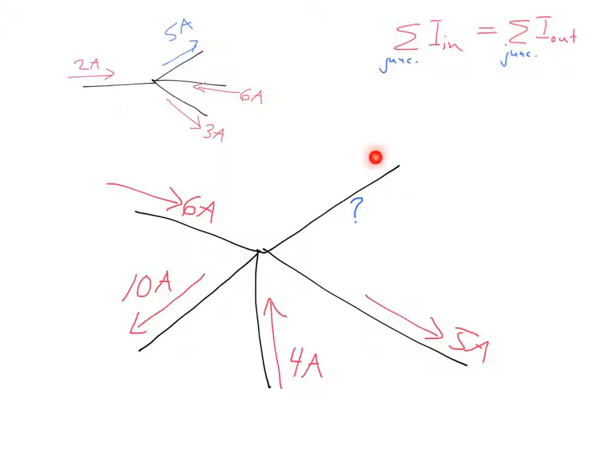So we need 5 more amps entering the junction right here to make it balance. Let's just double check. We've got 6 amps and 4 amps and 5 amps entering. That's a total of 15 amps entering the junction. We've got 10 amps and 5 amps leaving. That's a total of 15 amps leaving the junction. So 15 amps entering, 15 amps leaving. The junction rule is satisfied.